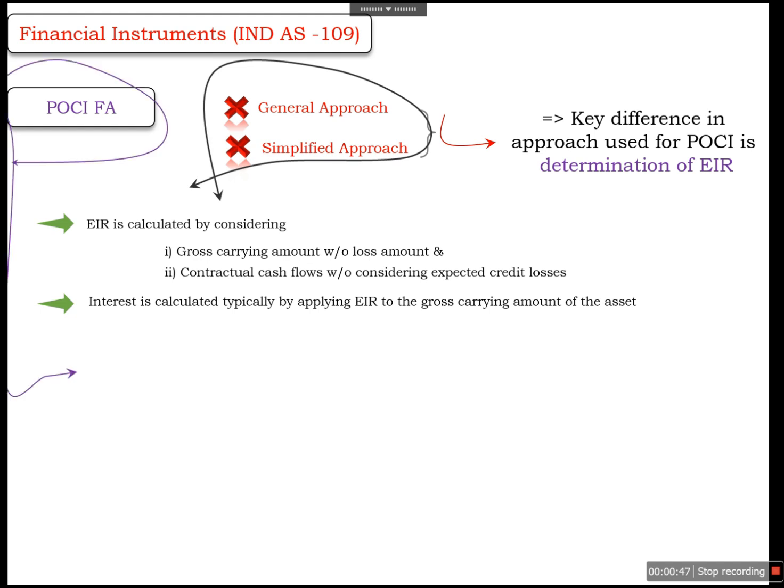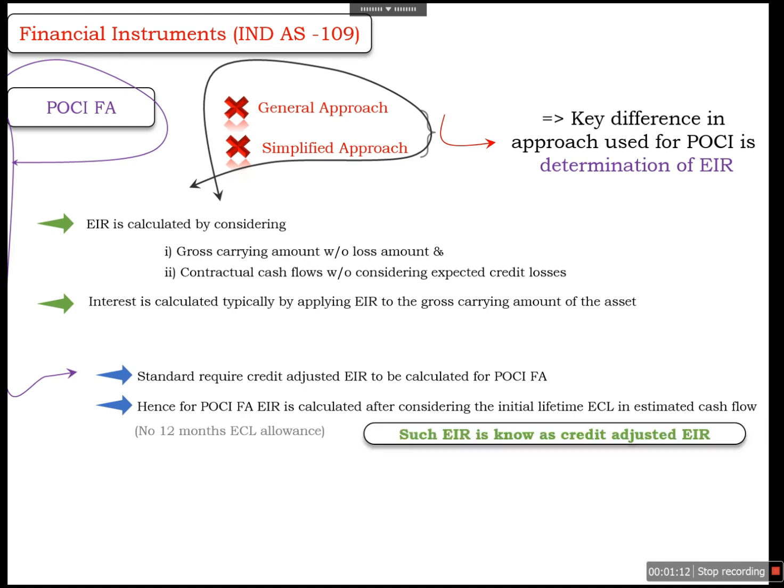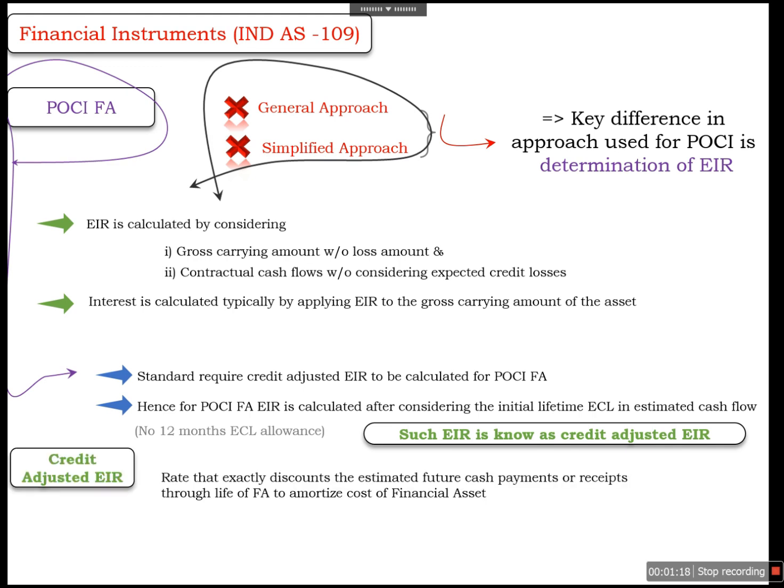However, in the case of POCI financial assets, Ind AS 109 requires a credit adjusted EIR to be calculated. Hence, for POCI financial assets, EIR is calculated after considering the initial lifetime ECL in the estimated cash flows. And this approach is called credit adjusted EIR. So we can say the credit adjusted EIR is a rate that exactly discounts the estimated cash payments or receipts throughout the life of the financial asset to the amortized cost of the financial asset.